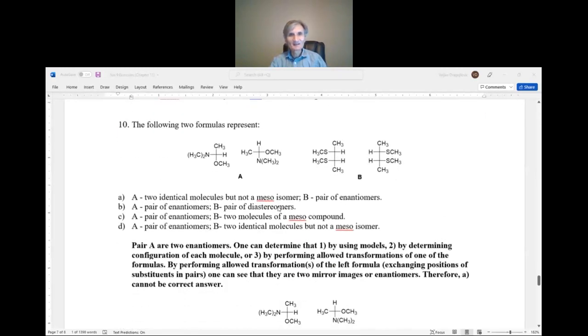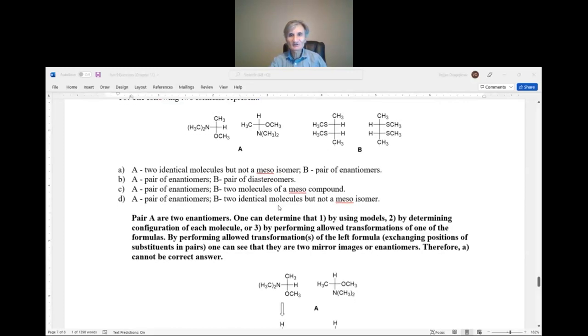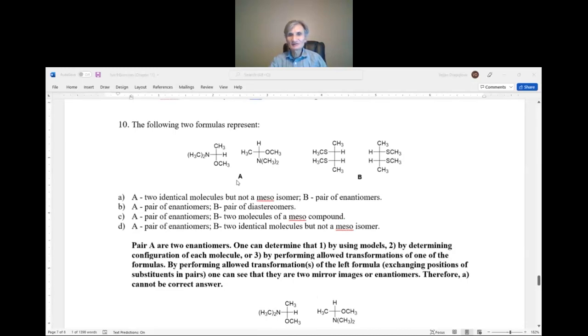So question number 10. The following formulas represent. And so A, if you have choices, we can just go with A to discuss them a little bit. 2 identical molecules, but not meso isomer, and a pair of enantiomers, for example. Well, if you have just one chirality center, and that's the case in A.